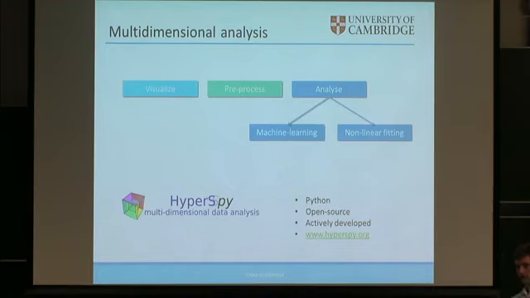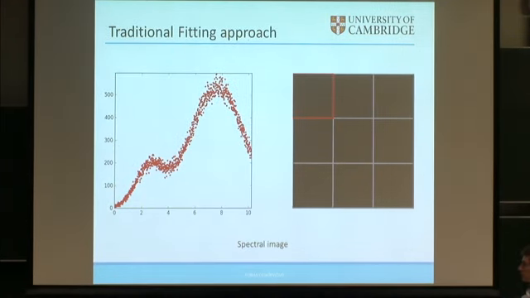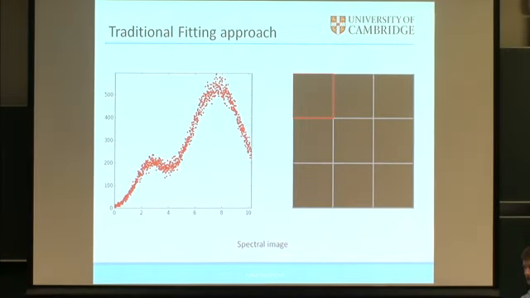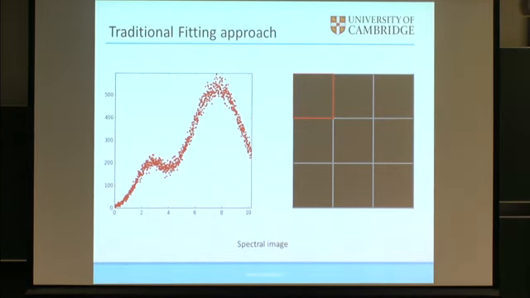Finally, I will talk about nonlinear fitting and the problem, or rather the solution, of how we solve that in highly dimensional data sets. So the traditional fitting approach: let's say you have a spectral image, and in each of the pixels you have a spectrum. In this case it's a spectrum, but it could be another image. So essentially you have a multidimensional data set.